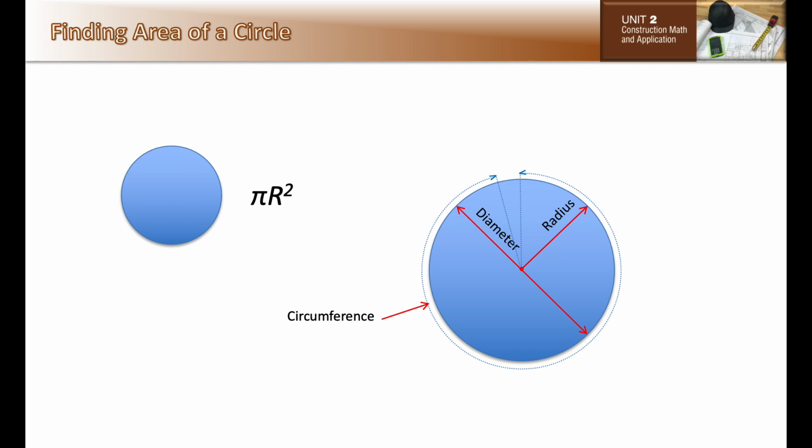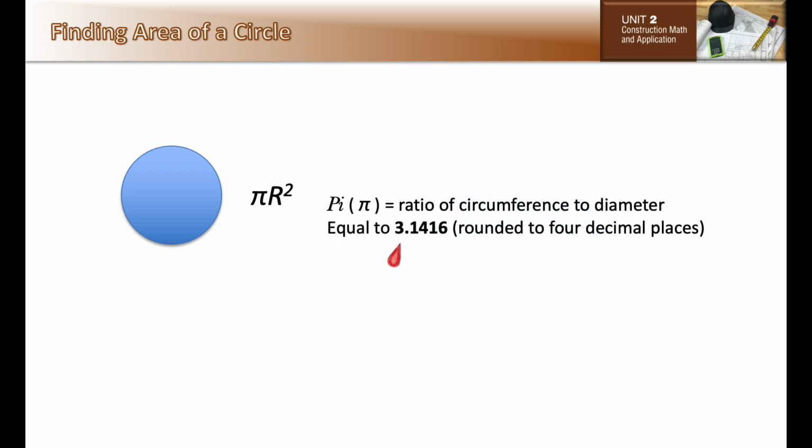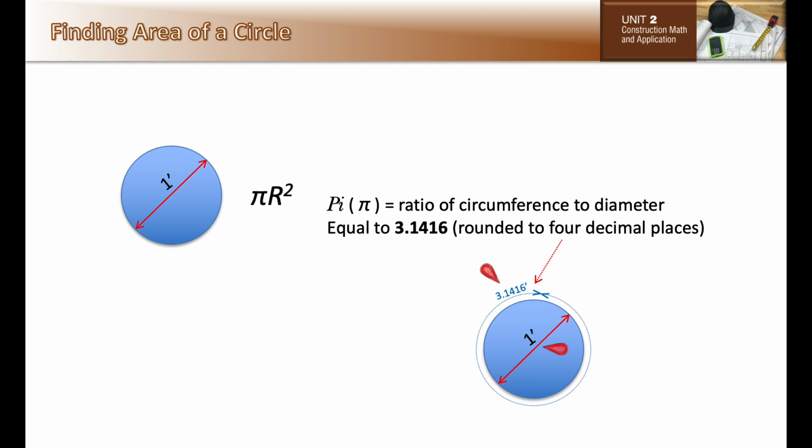First, let's discuss what the value of pi means. It is the relationship of the diameter to the circumference of the circle, expressed 3.1416, rounded to the first 4 decimal places. Pi is an infinite number, so we use 3.1416. So if the diameter of a circle is 1 foot, the circumference of the circle would be 3.1416 feet. So we use pi to calculate the area of a circle.